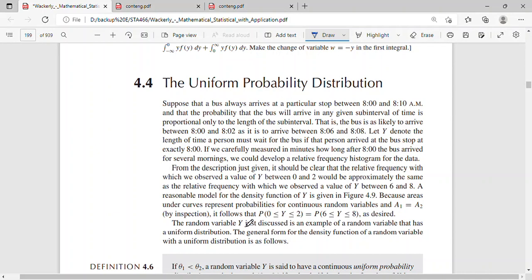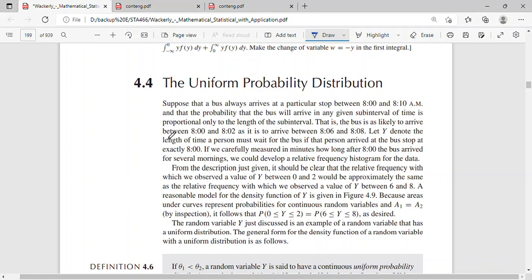Okay, before this you just memorized the PDF for uniform, you memorized its mean, its variance, and its MGF. But now you need to know how to derive all these things. So first thing first, you should know what is the situation that is very suitable for the uniform distribution.